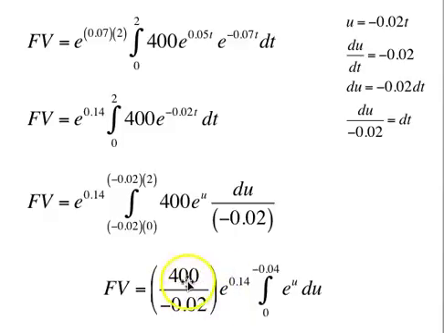So you'll notice what we have: 400 divided by negative 0.02 times e to the 0.14, integral as u ranges from 0 to negative 0.04 of e to the u du. Now, the derivative of e to the x is e to the x. The integral of e to the x is e to the x. The integral of e to the u will be e to the u. So you'll take e to the u evaluated from 0 to negative 0.04.